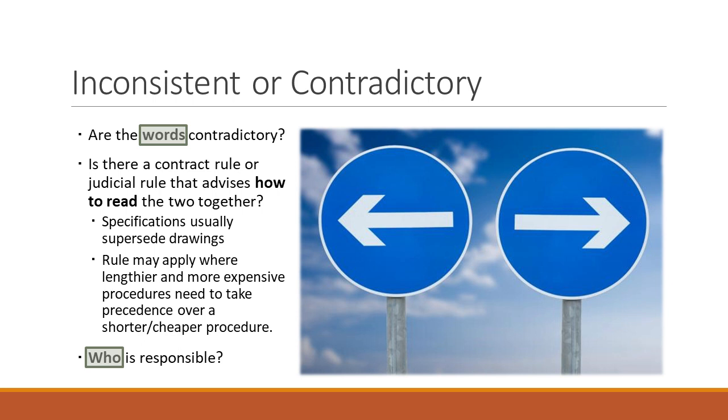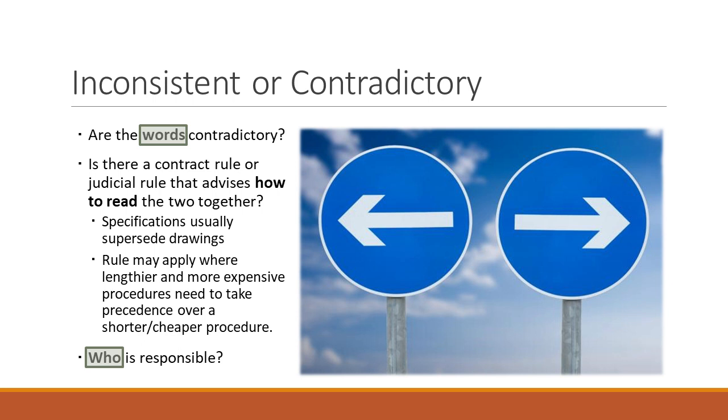Or another rule in the contract may say, if you see an inconsistency, who is supposed to resolve that? If it's an aesthetic issue, it's the architect, and the contract may say the architect has priority over all those. If there are issues with constructability, of how the joints come together, the contractor may have the priority of how that works, and the architect doesn't get involved. So there may be a rule as to who is responsible.